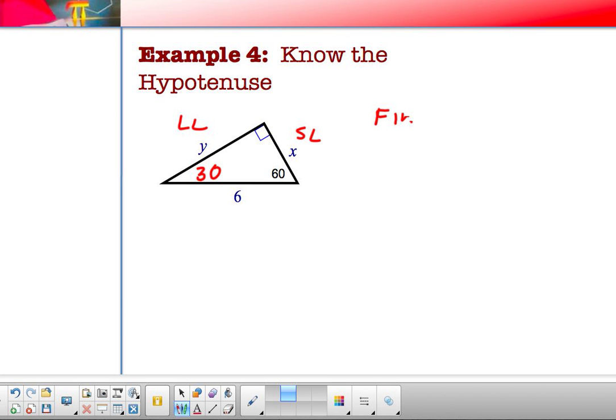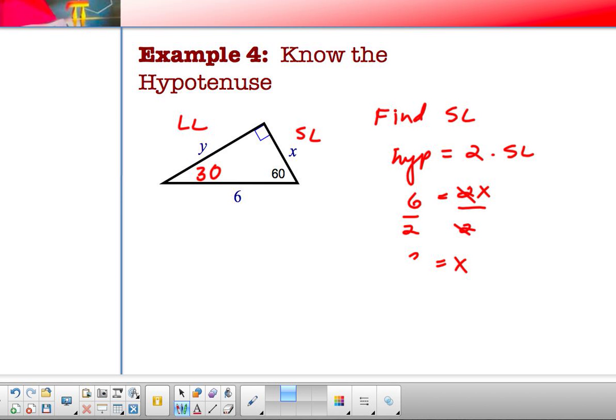When you know the hypotenuse, the first step that you want to do is find the short leg. Okay? Because the long leg is going to be dependent on how big the short leg is. So let's write down the rule. The hypotenuse is equal to 2 times the short leg. Plug in what we know. The hypotenuse is 6, and the short leg is x. So 6 equals 2x. To solve that for x, we would divide both sides by 2, and we would get x is equal to 3.